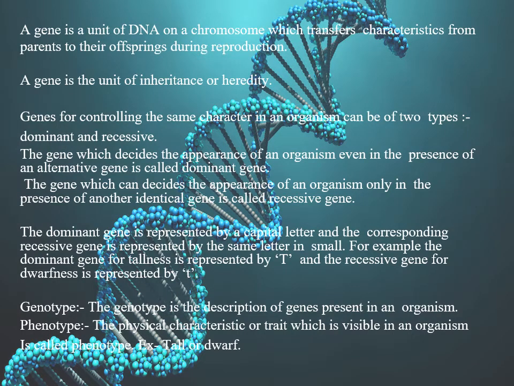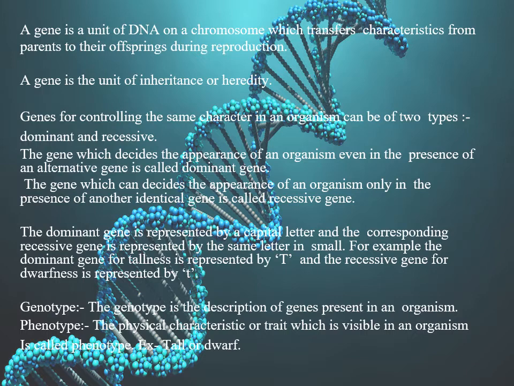So we were talking about a gene and all those things. We will see what those things are. A gene is a unit of DNA on a chromosome which transfers characters from parents to their offspring during the process of reproduction. So a gene is the unit of inheritance or heredity. Heredity, the other term, is inheritance, that is nothing but getting transferred from generation to generation, from parents to offspring.